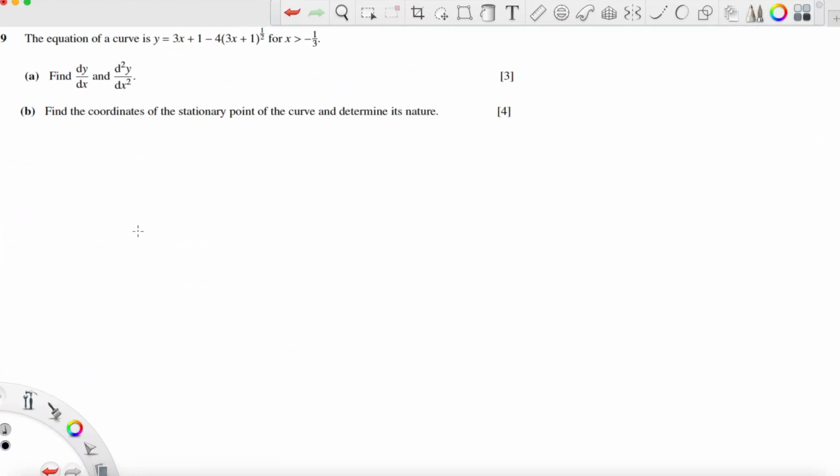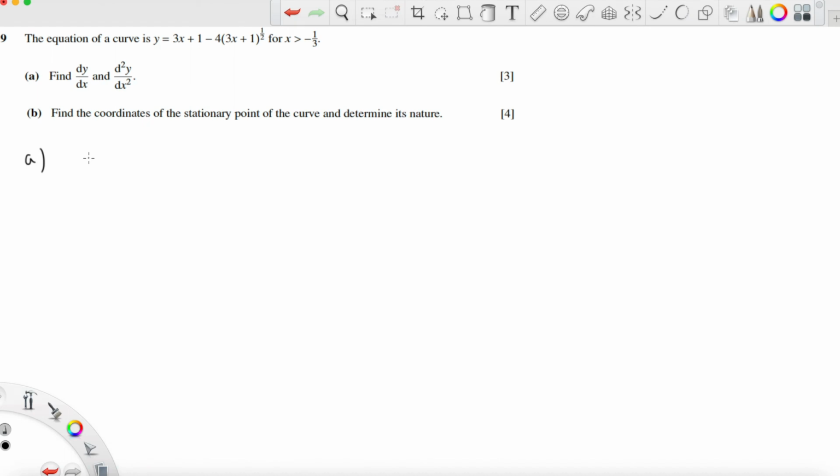Question number 9, the equation of a curve is y is equal to 3x plus 1 minus 4 brackets 3x plus 1 to the power of half for x greater than negative 1/3. Part A, find dy/dx and d squared y by dx squared. Part B, find the coordinates of the stationary point of the curve and determine its nature.